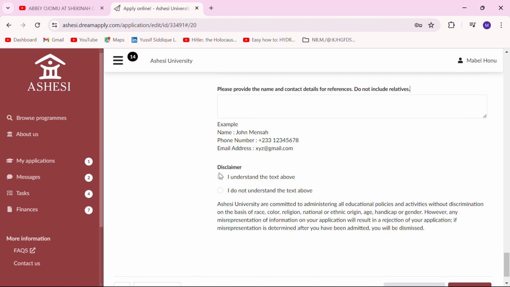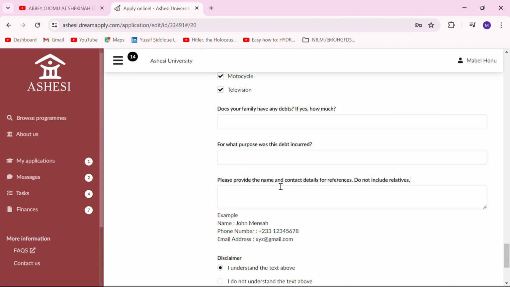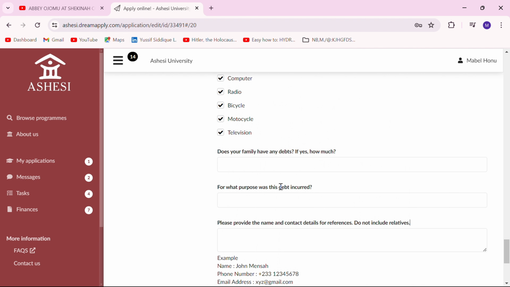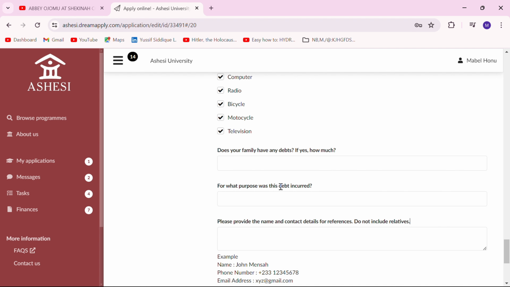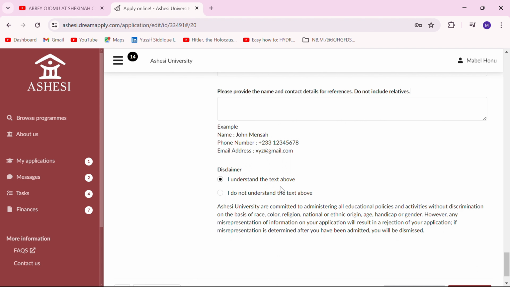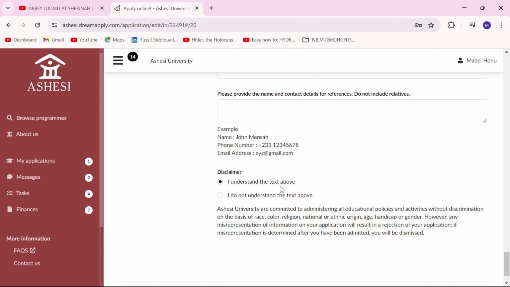So the disclaimer here is to find out if you understood everything in the form from the beginning to the end while you were filling it. But if you indicate that you understood, then it means that everything that you've put in there represents you. That's why it is very important that after your application process, you run through everything. Don't be in a rush. Just make sure that everything you put in there is accurate, because you may make mistakes. So it's important for you to go through them.